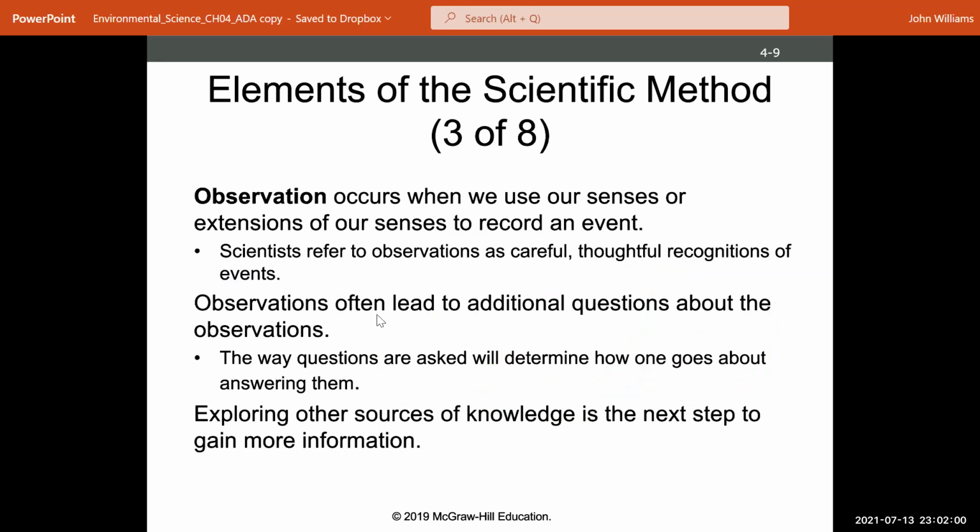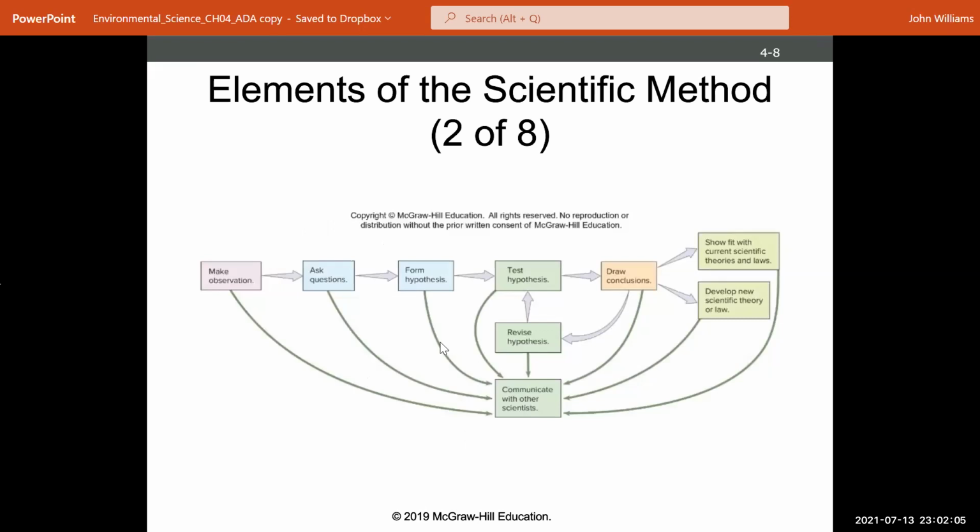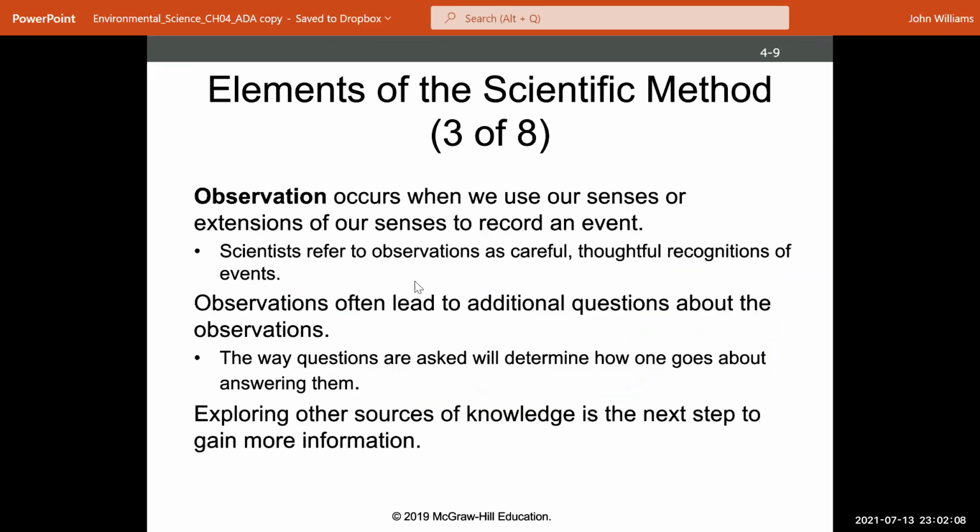So just to put all of this down in text for you, I know we went through a lot of it in the figure here, so we'll run through this pretty quickly. First you start out with an observation, right? That's just an event you record with your senses. So you just observe that event. We generally refer to those observations as careful, thoughtful recognitions of events, right? My bee example would be a thoughtful recognition of how bees interact with flowers.